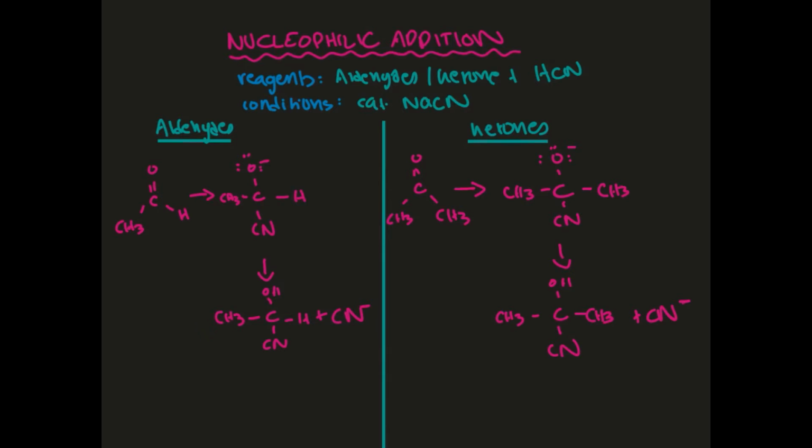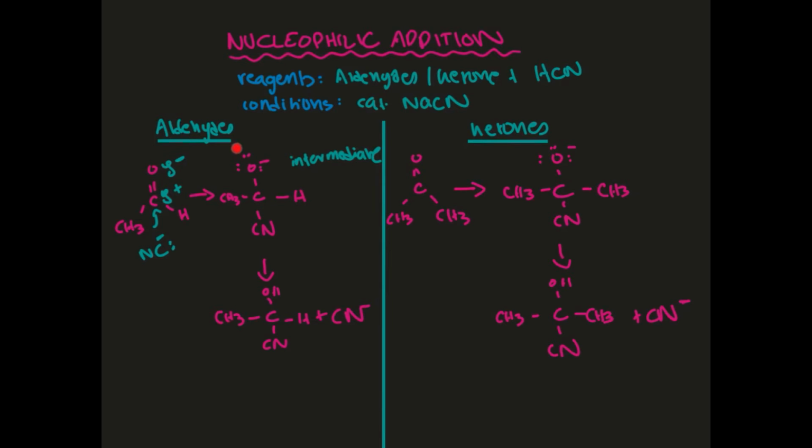So now let's discuss this reaction with both aldehydes and ketones. The first thing that's going to take place is that this oxygen is going to have a partial negative charge and the carbon is going to have a partial positive charge, because oxygen is more electronegative than carbon. The cyanide ion, which is going to be the nucleophile, will be attracted to the partial positive charge of the carbon, and this is going to form the intermediate.